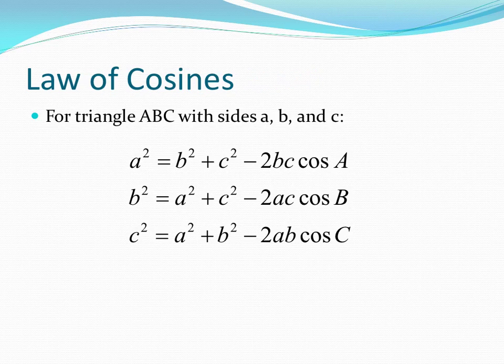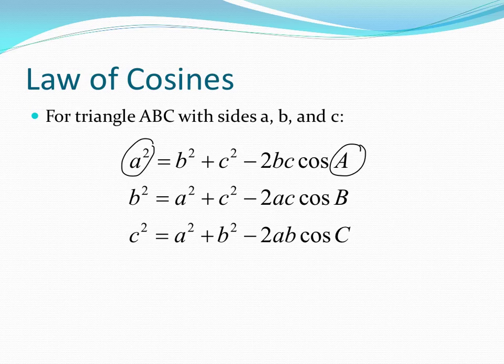Now you can pick up that pencil and start writing some things down for your permanent notes. The law of cosines for triangle ABC with sides a, b, and c. You'll notice there are 3 versions of it, but they're all the same. You don't need to memorize all 3 versions of this.